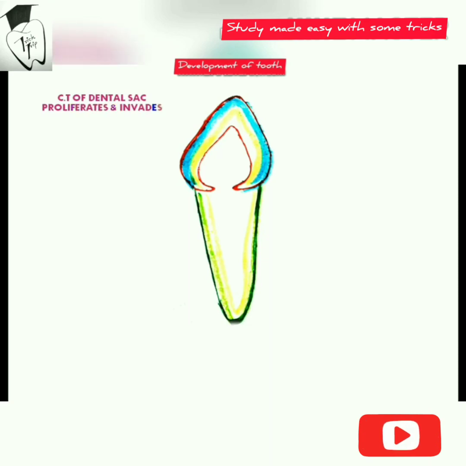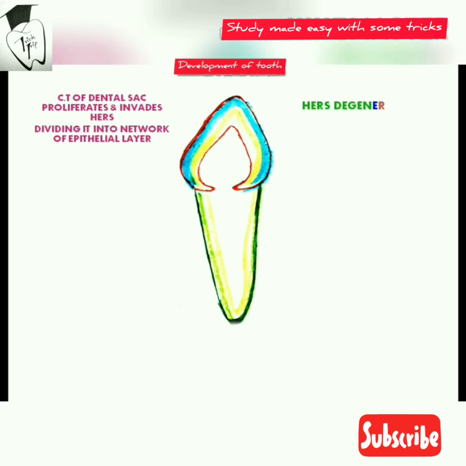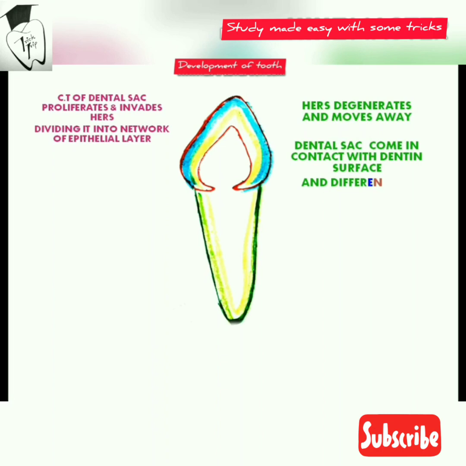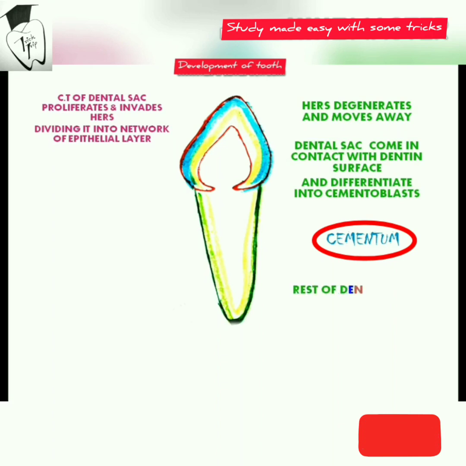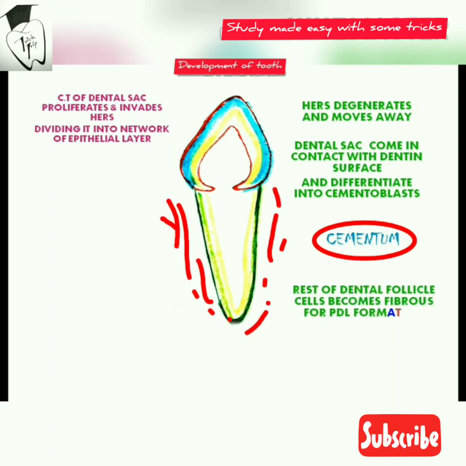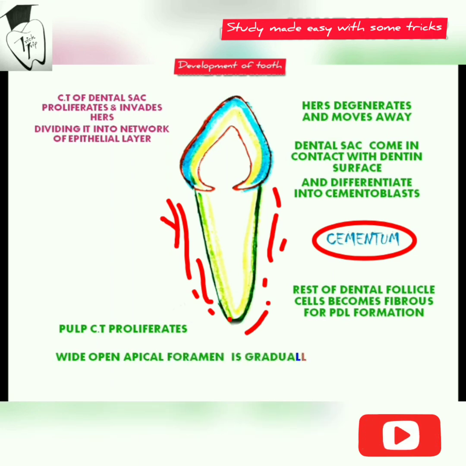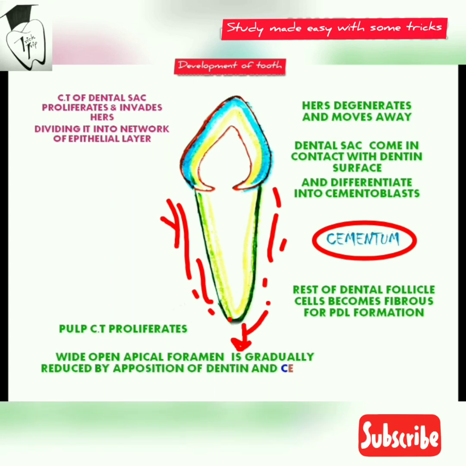At the same time, the dental sac's connective tissue proliferates and invades Hertwig's sheath, dividing it into a network of epithelial strands. Now the sheath degenerates and moves away from the dentine surface so that the connective tissue of the dental sac comes in contact with the dentine surface and differentiates into cementoblasts. They form the cementum layer over the dentine, and the rest of the dental follicle cells become fibrous for the periodontal ligament formation. And the wide open apical foramen is gradually reduced by the deposition of dentine and cementum to the root apex.